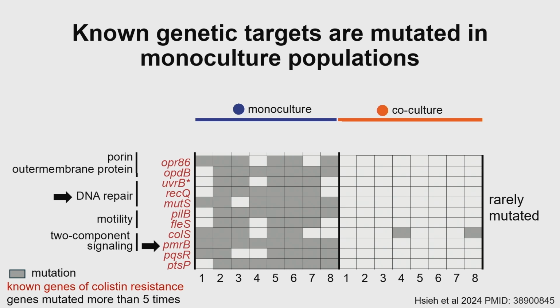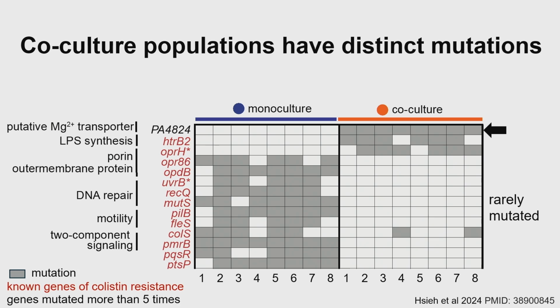Instead, co-culture populations require a different set of mutations. We found a lot of mutations occur in one of the LPS synthesis pathway genes, HtrB2, and to our surprise, the putative magnesium transporter I identified previously was mutated across all our 8 replicate populations in co-culture conditions. So this is very interesting, and we have been thinking a lot about why these co-culture populations require so few mutations, but can become equally resistant as the monoculture populations.